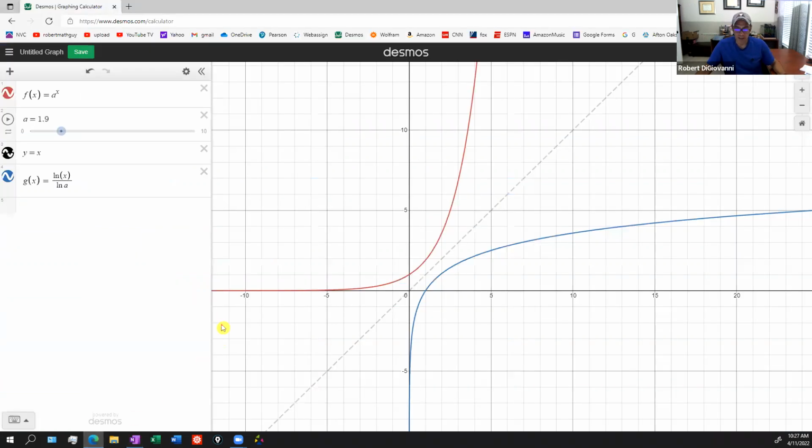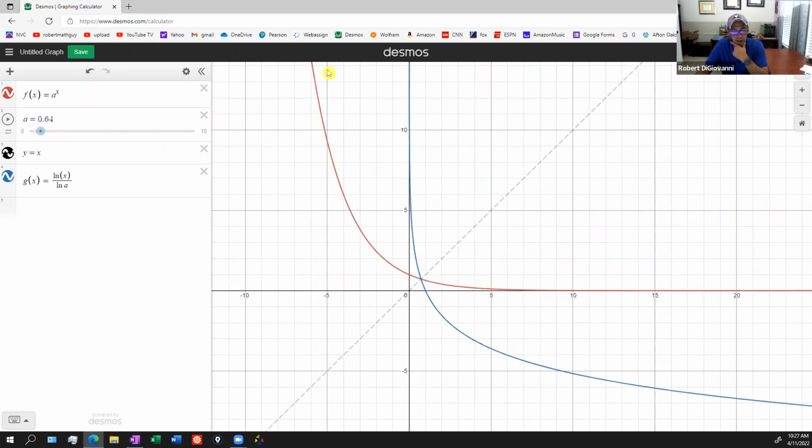Let me go back to this. Right now, the red one is exponential with a being bigger than 1. This red function is always increasing, right? How about the blue one? Increasing or decreasing? Are you going up or down as you move from left to right? You're going up, so it's also increasing. But if I change my exponential to decay, now it's a decreasing function, right? And so is the logarithmic. It's also decreasing.